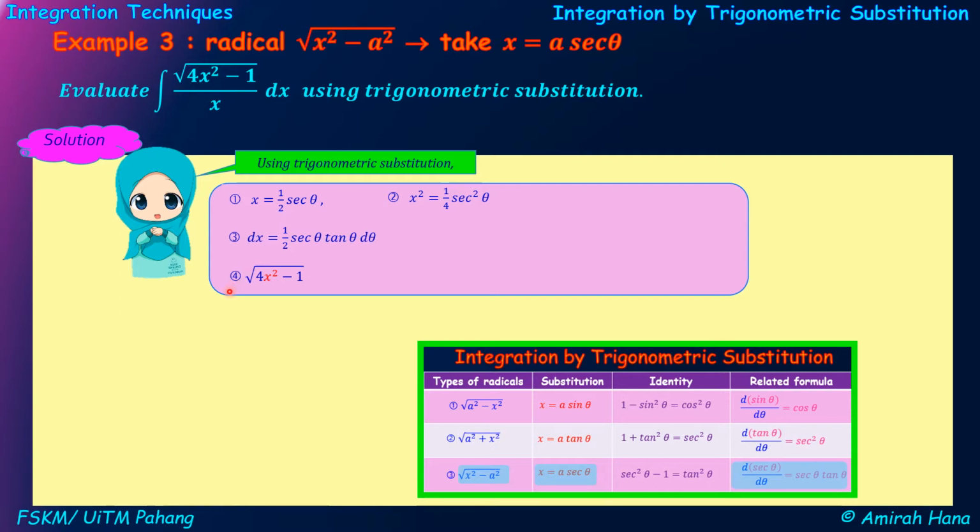After that, step 4, we need to eliminate the radical from the given question. We have the radical 4x squared minus 1, which equals square root of 4 times, replacing x squared from step 2, 1 over 4 sec squared theta, then minus 1. After that, we can simplify the 4 and the 1 over 4, so we get sec squared theta minus 1. Then we can write this equals square root of tangent squared theta.